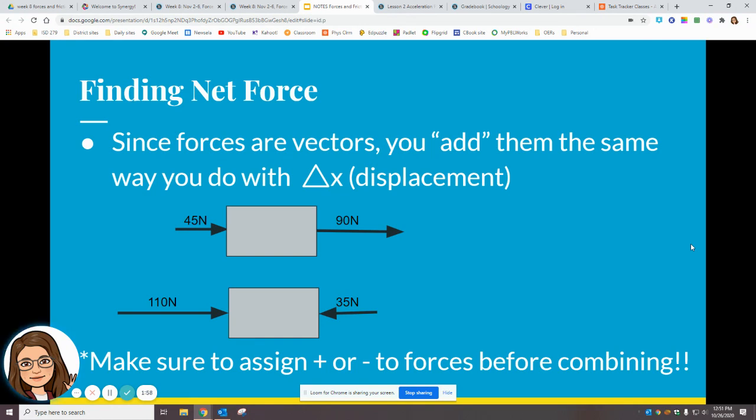Please remember, you do need to include the positive because that is the direction for your force. If you drop the positive, then you will lose points. It's not a fully correct answer. On the second example, you have 110 newtons pointing towards the right, so that's a positive 110. You have 35 newtons pointing towards the left, which is a negative 35 newtons. When I combine those, positive 110 plus a negative 35, you would get a positive 75 newtons as your answer.